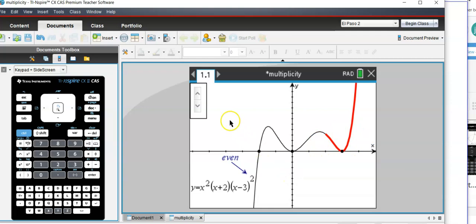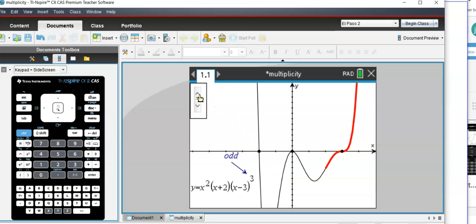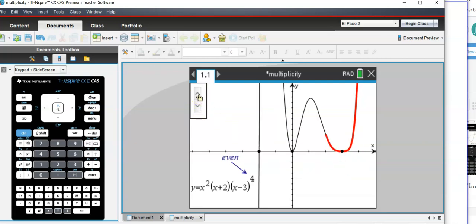It does not cross the x-axis. I'm going to add another x minus 3 factor. So the multiplicity will be odd. It'll be 3. There are 3 x minus 3 factors there. And the graph crosses right through at x equals 3. Add another one. Now the multiplicity is 4. It's even. And you may notice the graph does not cross through the axis. It bounces off the axis. Again, odd, it goes through the x-axis, and even, at x equals 3, it just bounces right off the axis.